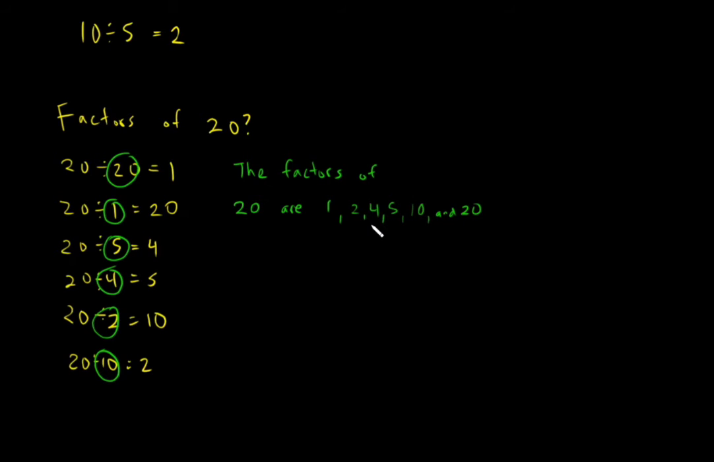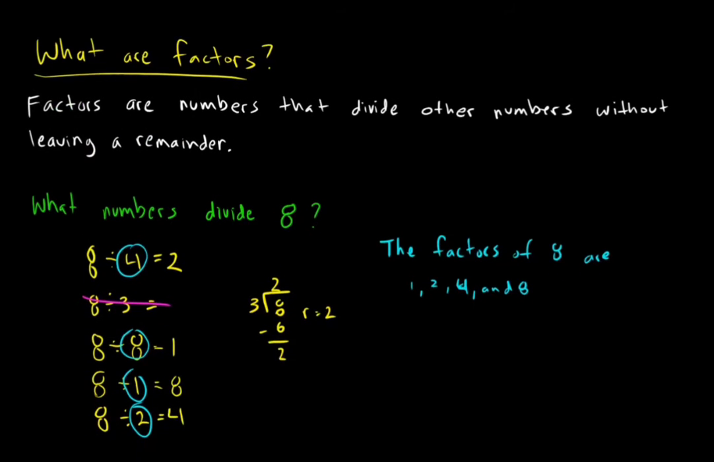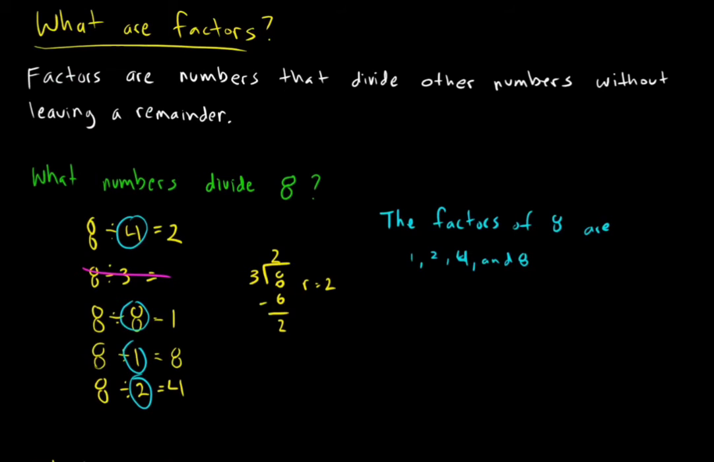Now, as mentioned, there is a shortcut way of doing this, and I'm going to scroll up to show you how you can do this, but always keep in mind the definition of what factors actually are. They are numbers that you can divide a number by, and you won't get a remainder. So in this case, the 8 can be divided by 4, so 4 is a factor, 8 is a factor, 1 is a factor, and 2 is a factor.